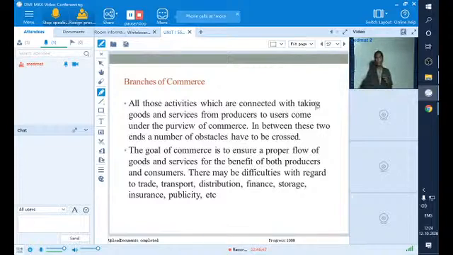So there may be difficulties with regard to trade, transport, distribution, finance, storage, insurance and publicity. You will face certain difficulty in all these factors. What are the factors where you will face difficulty? You will face difficulty in trading, in transportation, in distribution, in finance, in storage, in insurance and in publicity.